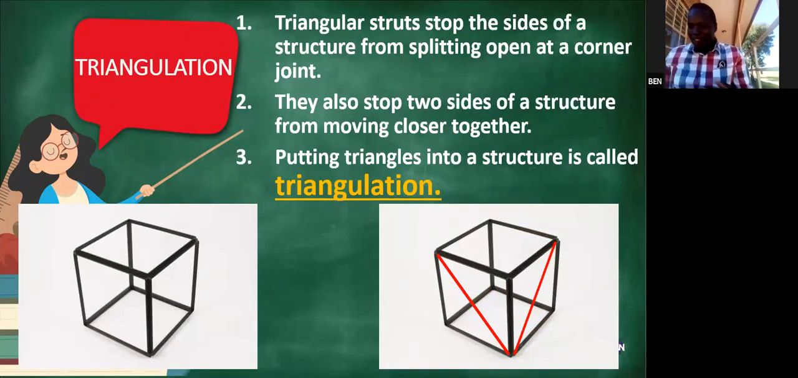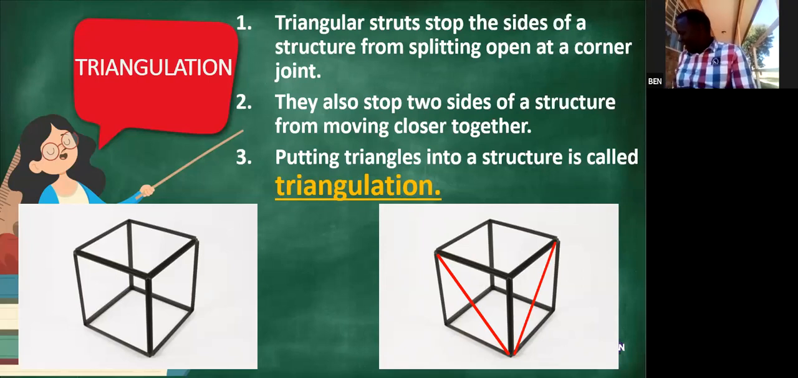Now we come to the second slide, which is about triangulation. Triangular struts stop the sides of a structure from splitting open at the corner joint. When you have this structure, you cannot split it, or it cannot collapse with the corners facing each other, meaning the triangle in the middle, which is the diagonal, helps it to be stable. It strengthens the shape. Number two, it also stops the two sides from moving closer to each other.